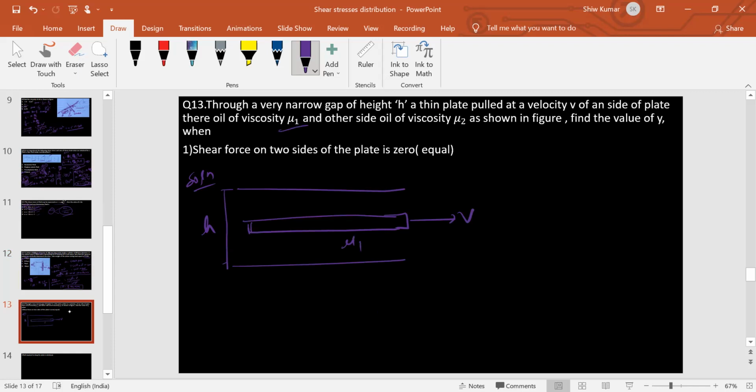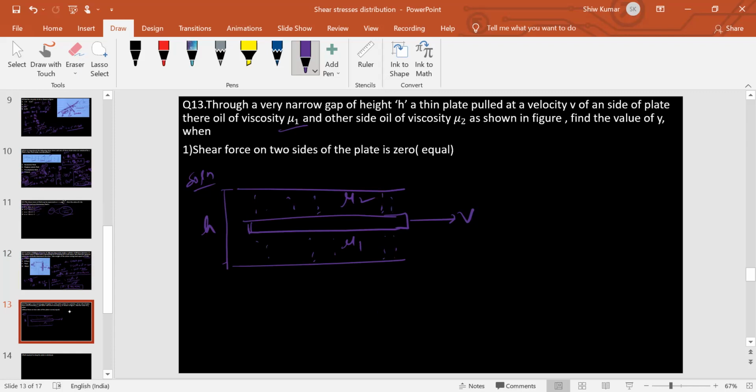On one side there is a lubricant with viscosity mu1, and on the other side there is another lubricant with viscosity mu2. Find the value of y when the shear forces on the two sides of the plate are 0.